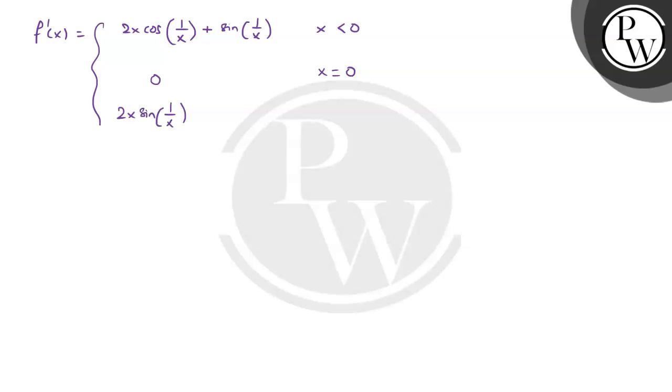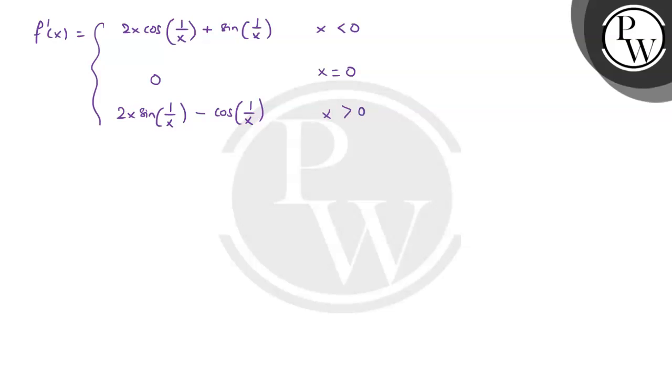Firstly, let's write explicitly f prime of x. So we have f prime of x equal to 2x times cos of 1 divided by x plus sine of 1 divided by x for values of x less than 0, and f prime of x is equal to 0 when x is equal to 0, and we have f prime of x as 2x sine of 1 divided by x minus cos of 1 divided by x for values of x greater than 0.